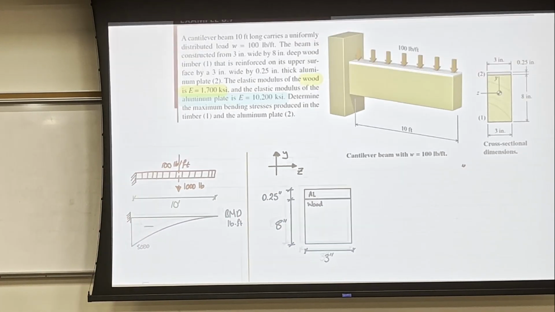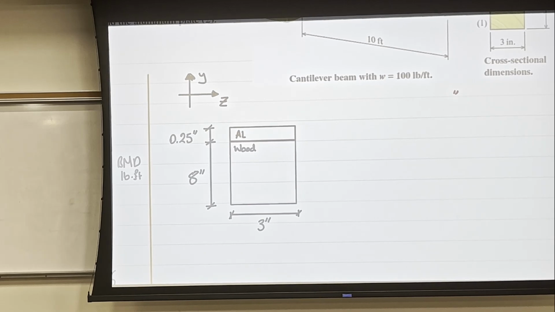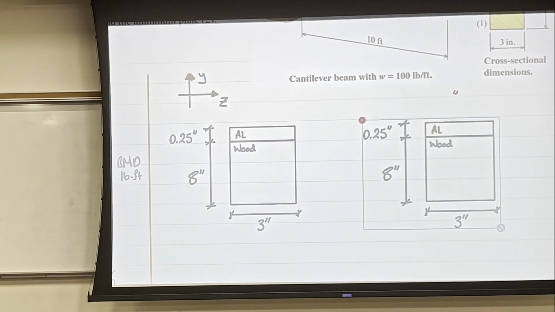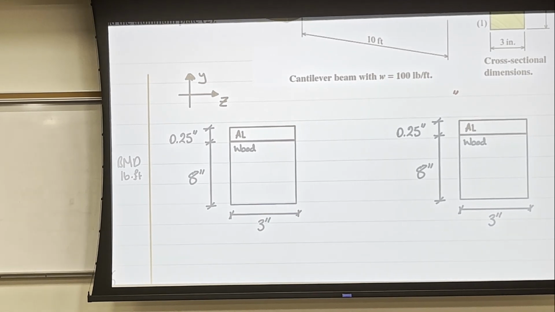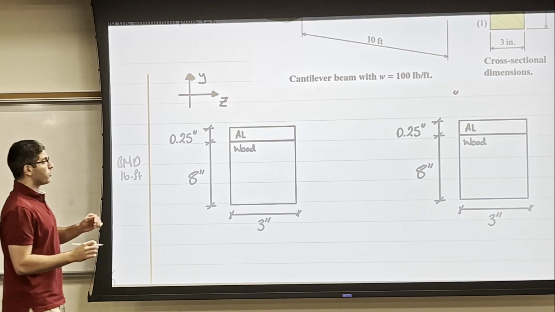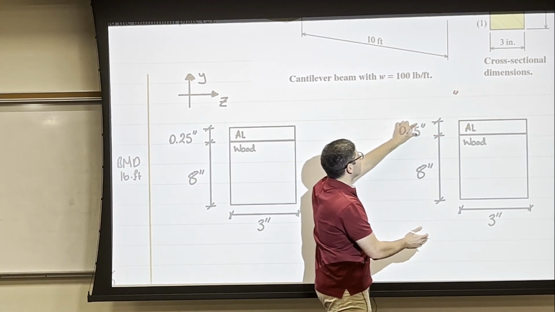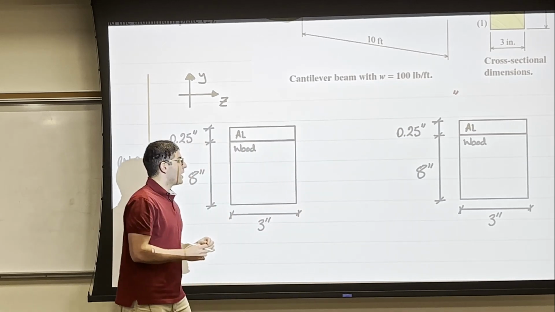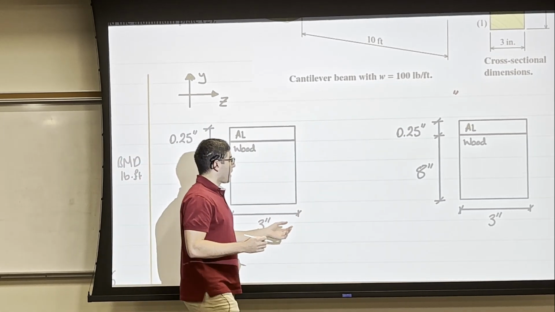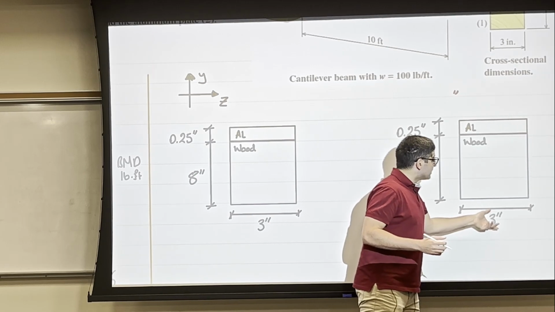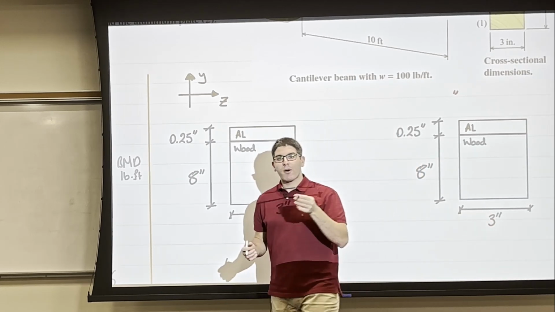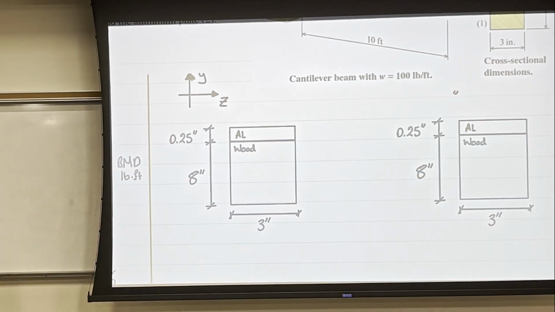So to summarize, I will convert the aluminum to wood. I'm always converting the strong material to the weak material. So I copied it the same, because I want to preserve the height. I don't want to change the height of the cross section. I'm only going to change the width of the cross section. And I'm going to multiply the width of the cross section by the modular ratio, which is what we did before.